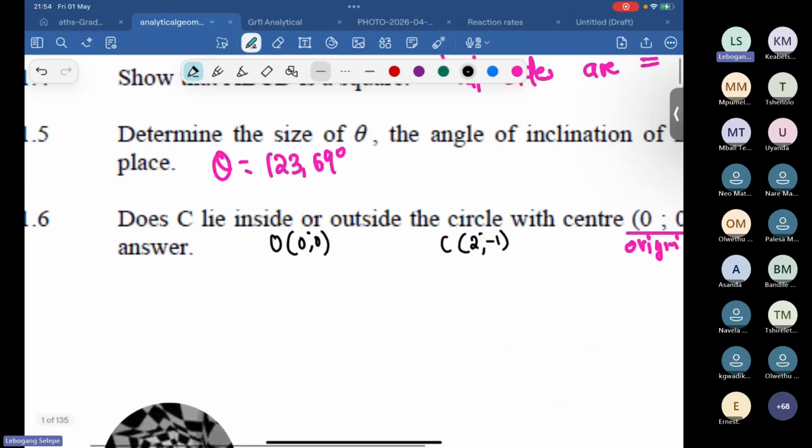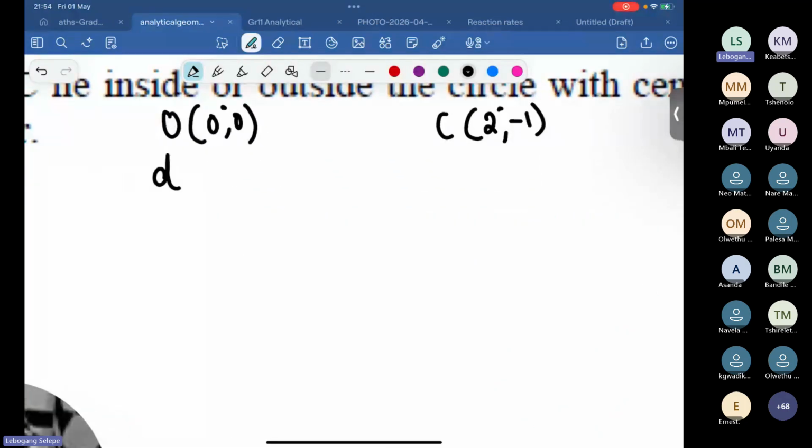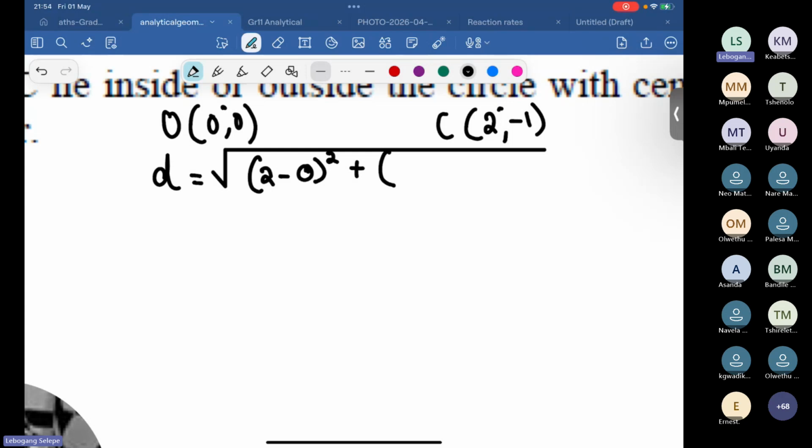So how am I going to calculate the distance between these two points? Distance is equal to the square root of (x2 minus x1) squared plus (y2 minus y1) squared, which is (2 minus 0) squared plus (negative 1 minus 0) squared. And on your calculator, what do you get? Root 5. Root 5 units. And then if you convert it to decimal, what do you get?